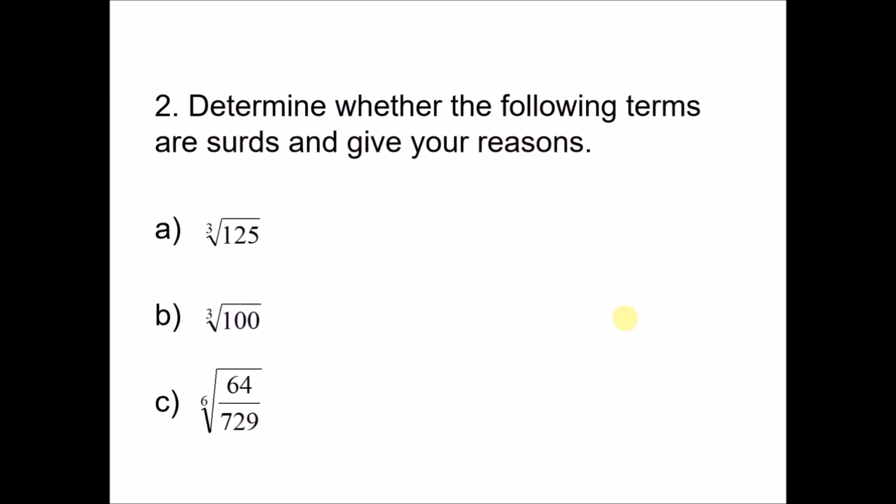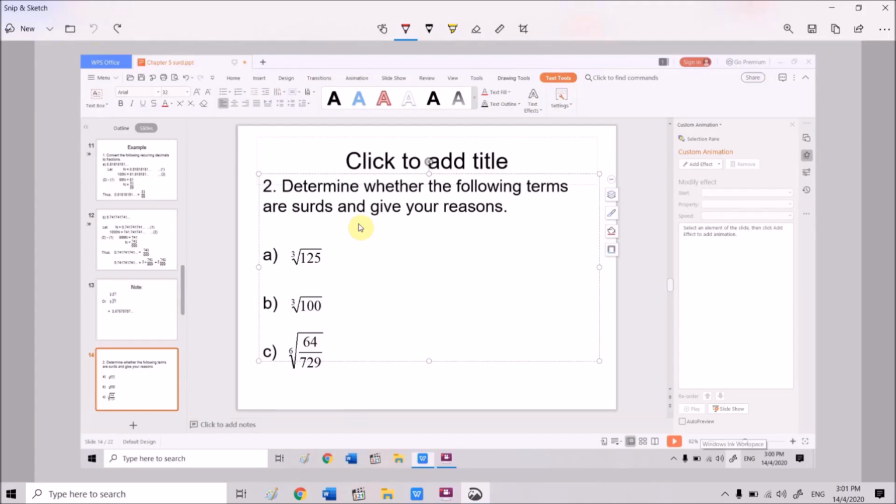So let's look at the second type of question. It says, determine whether the following terms are surds and give your reasons. The cube root of 125 equals 5 if we key it into the calculator. Since this can be simplified and does not have infinite decimal places, this is not a surd. Whereas the cube root of 100, when you key it into the calculator, you get 4.641588 and so on. It is a non-repeating infinite decimal, hence this is a surd.